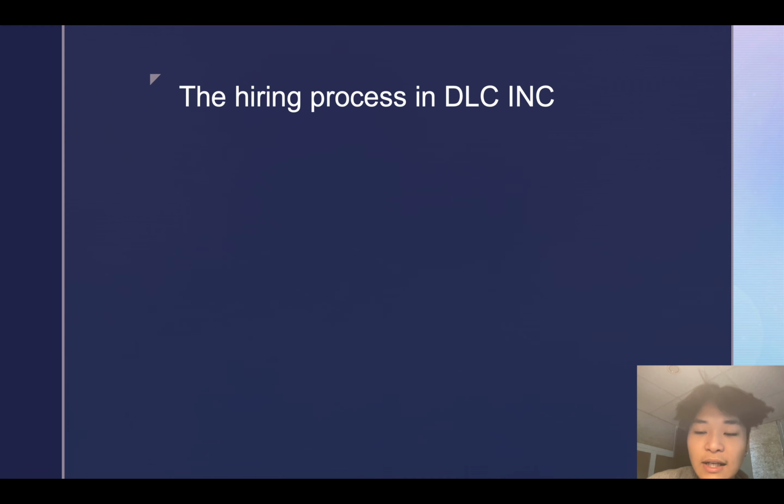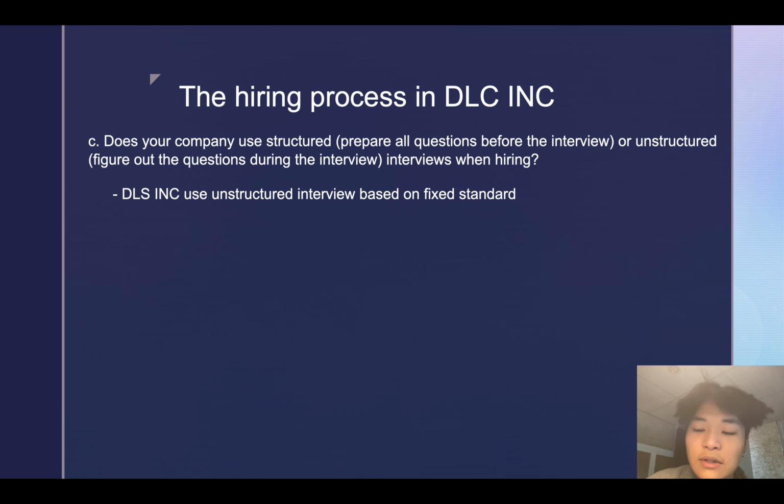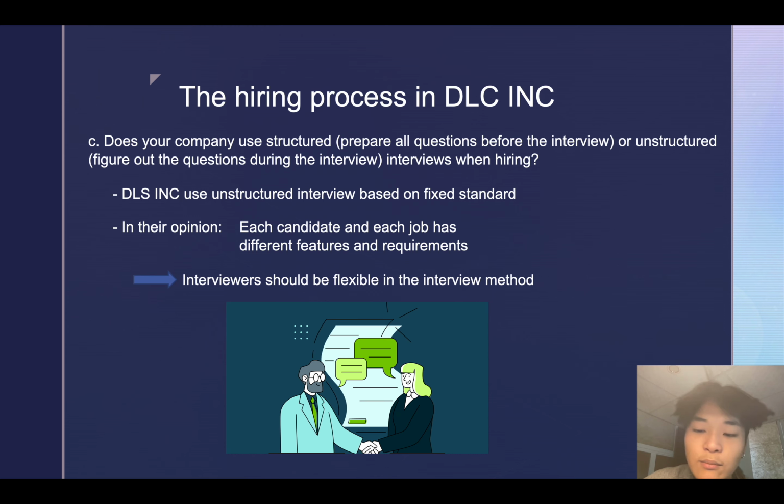So the last question that I asked Mrs. Hong is, does your company use structured or unstructured interviews when hiring? So she said that DOS Incorporation uses unstructured interviews based on fixed standards. And in their opinion, each candidate and each job has different features and requirements. So the interviewers should be flexible in the interview method to engage candidates as well as verify the matching of candidates with job requirements.